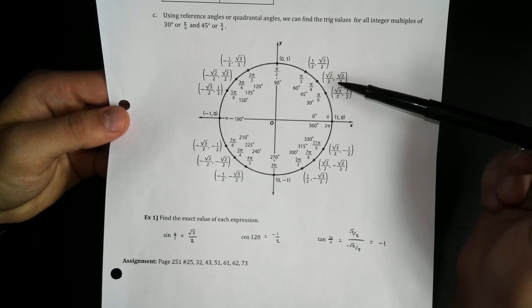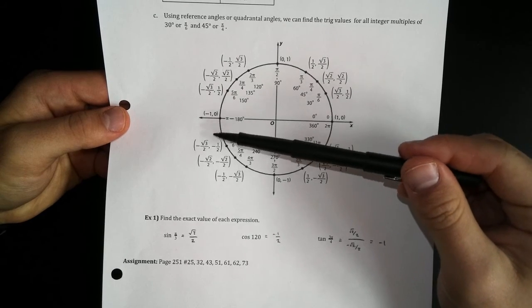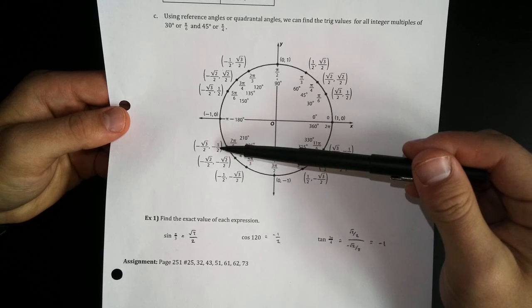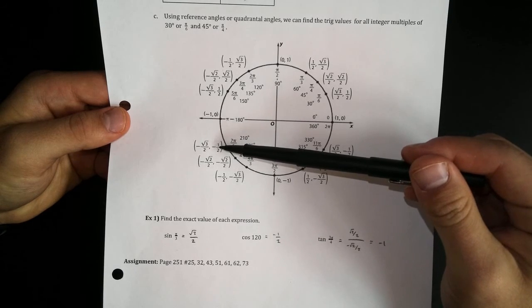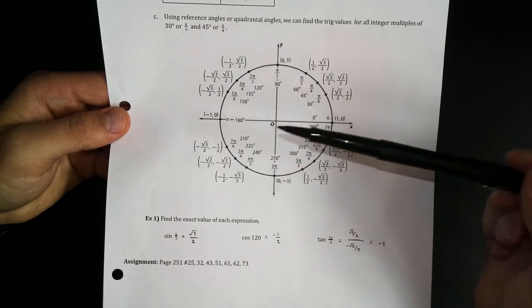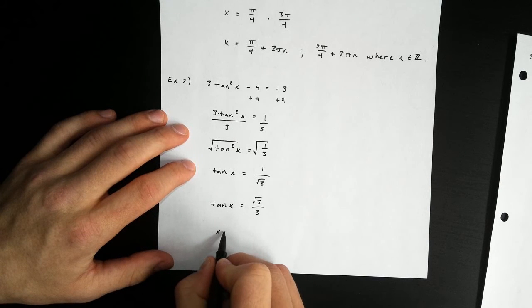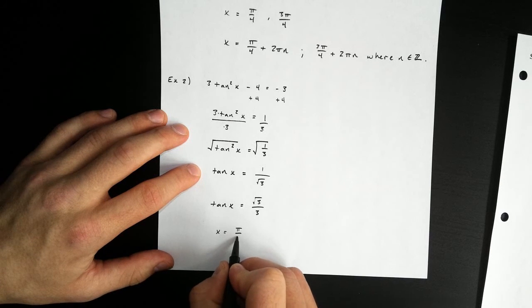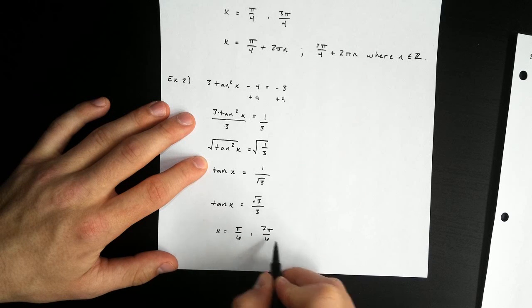And then the next time that happens, this one will be negative, which we don't want. And then negative divided by negative gives me a positive, so another possibility is 7 pi over 6. So we have pi over 6 as one possibility, and we have 7 pi over 6.